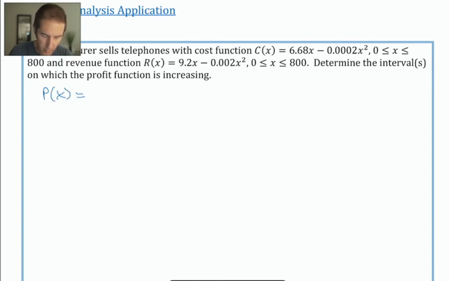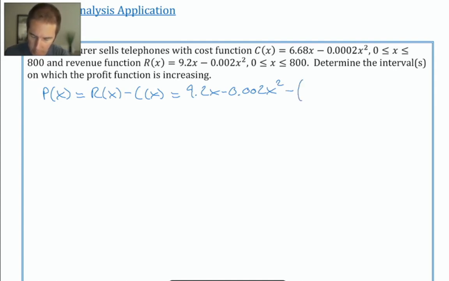P of x is equal to, profit is equal to revenue minus cost. I almost wrote the word cost. C of x, there we go. And that's equal to 9.2x minus 0.002x squared minus our cost function, which I'm going to put in parentheses, 6.68 minus 0.0002x squared, close. Let's distribute that minus sign before we go any further.